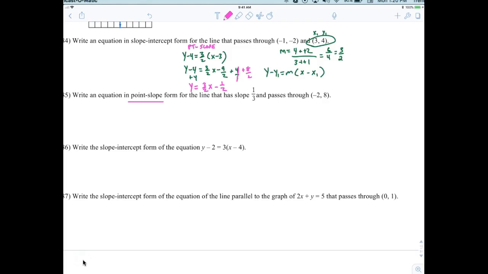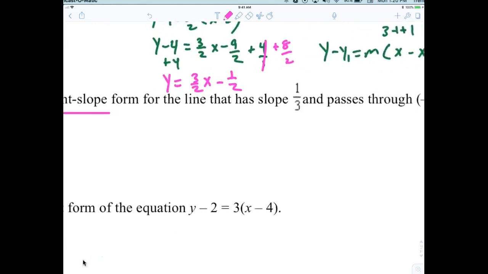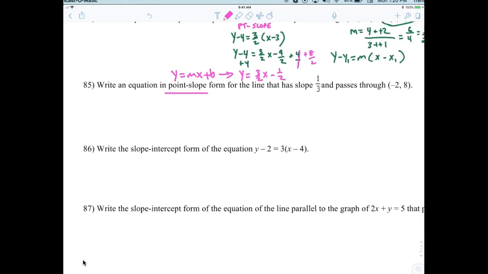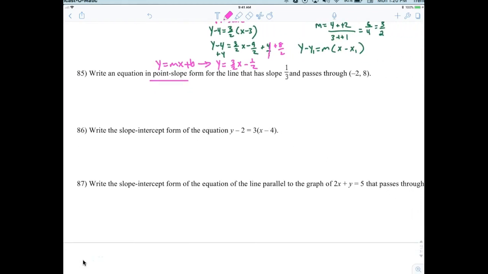All right. So this answer right up here, we had to write it in y equals mx plus b form. You with me? All right. Now we're doing point slope, which is really easy because they give us a slope and they give us a what? Point. So it should be y minus 8 equals 1/3 times x plus 2. Everybody okay with that?